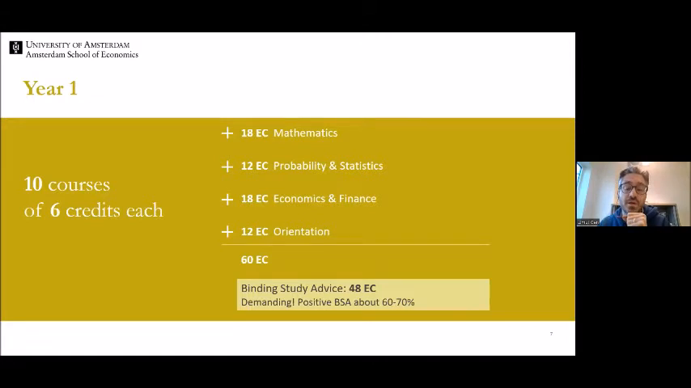But you will not be allowed to continue with this program again if you fail more than 2 courses in your first year. And as I said, these are rather challenging programs. So typically every year we have a positive VSAE rate of about 60 to 70%. So only about 60 to 70% of all the students who start our programs continue to the second year, which means about 30 to 40% of the first year students actually fail to collect 48 credits in the first year.